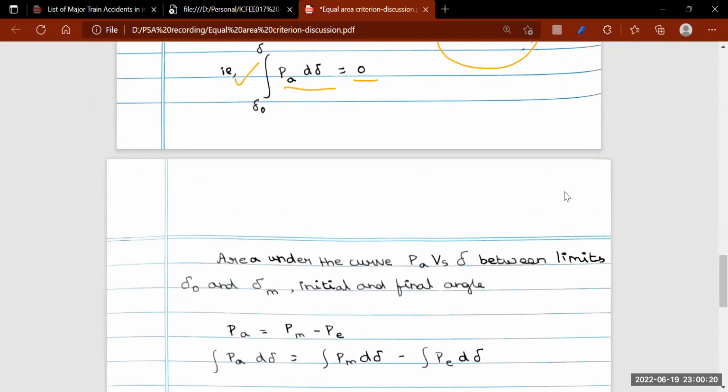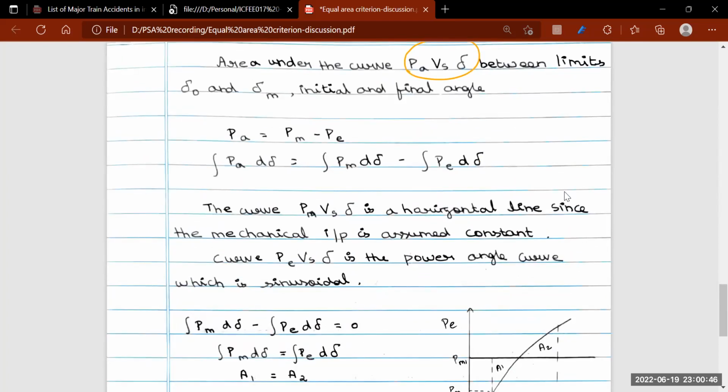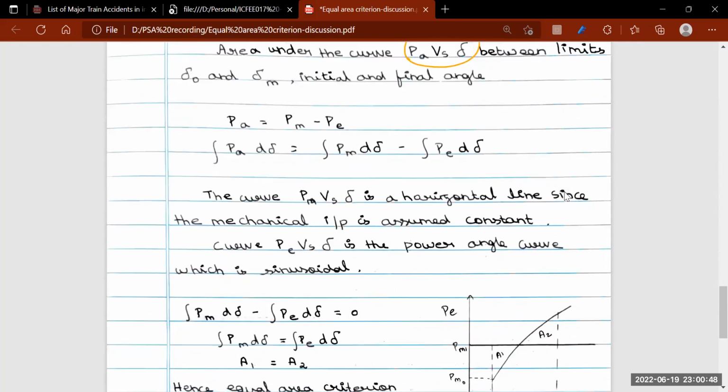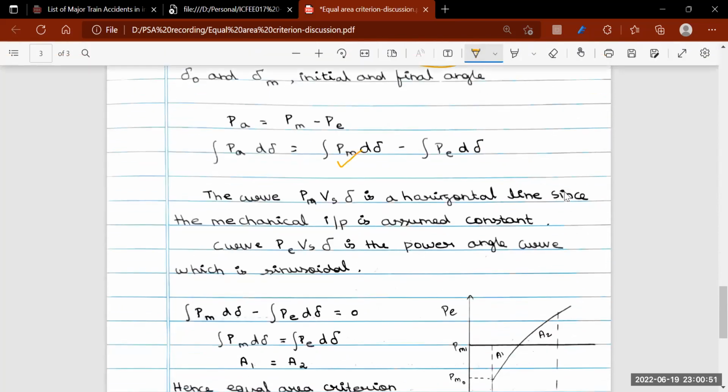The integration actually means the area under the curve. So what is my curve? PA into dδ is the curve. And what is my boundary? δ naught to δ. Therefore, for PA versus δ between the limits δ naught and δ M, I can say that the maximum δ is given by the area under the curve PA versus δ. So now you substitute PA equal to PM minus PE. So PA dδ equals PM dδ minus PE dδ.